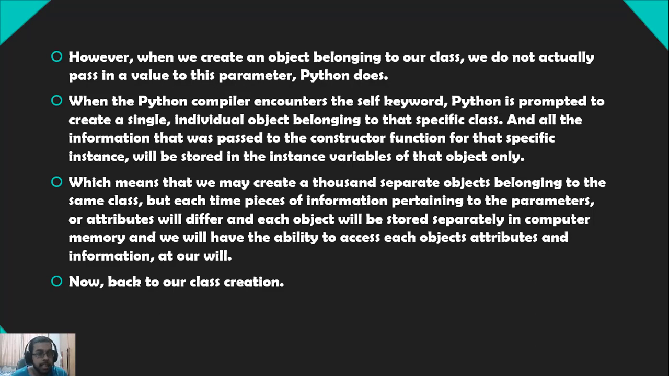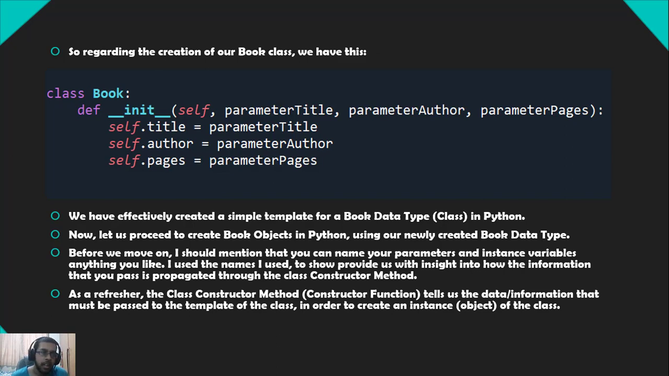Now, back to our class creation. Regarding the creation of our Book class, we have class Book, def __init__(self, title, author, pages). self.title = title. self.author = author. self.pages = pages. Now, we have effectively created a simple template for a book data type or class in Python. Now let us proceed to create book objects in Python using our newly created book data type.